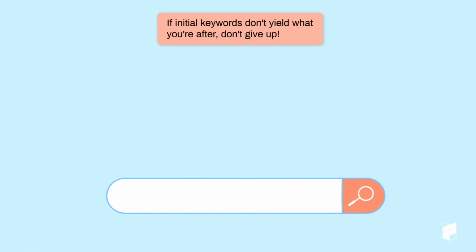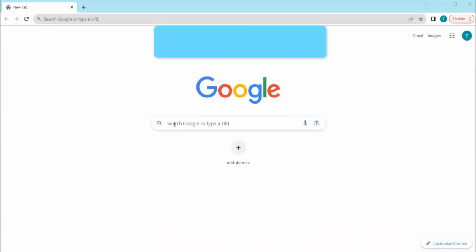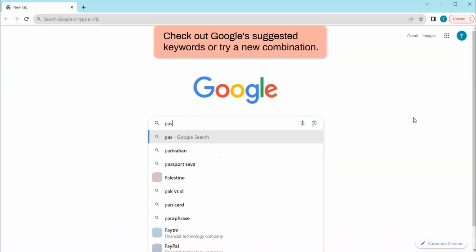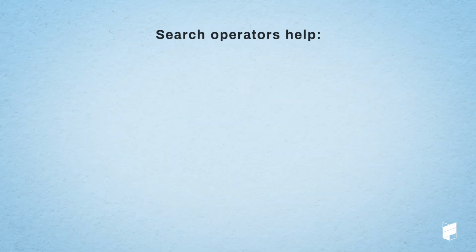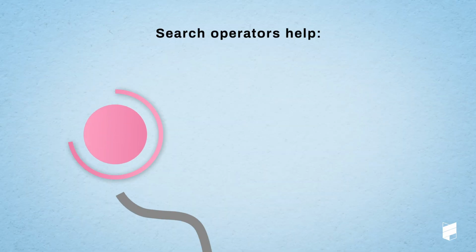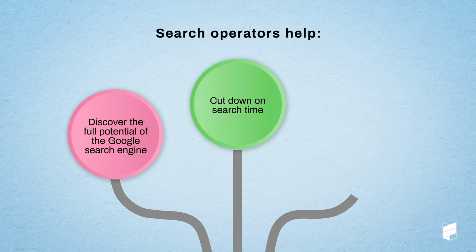If initial keywords don't yield what you are after, don't give up. Check out Google's suggested keywords or try a new combination. Search operators help unleash the full potential of Google. By understanding and leveraging search operators, you can cut down on search time and find more relevant information, making your online quests more fruitful and efficient.